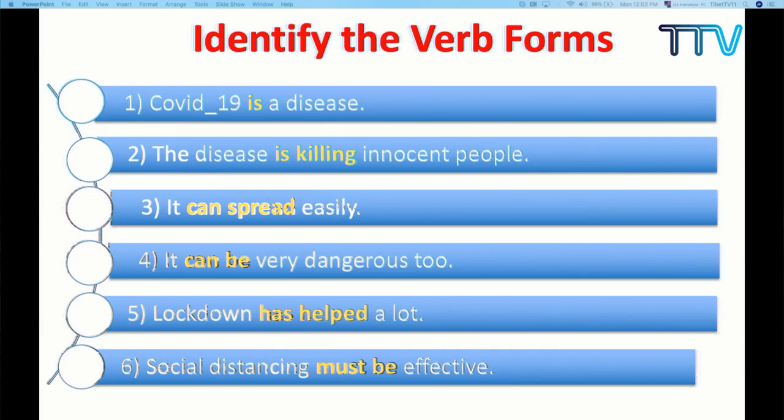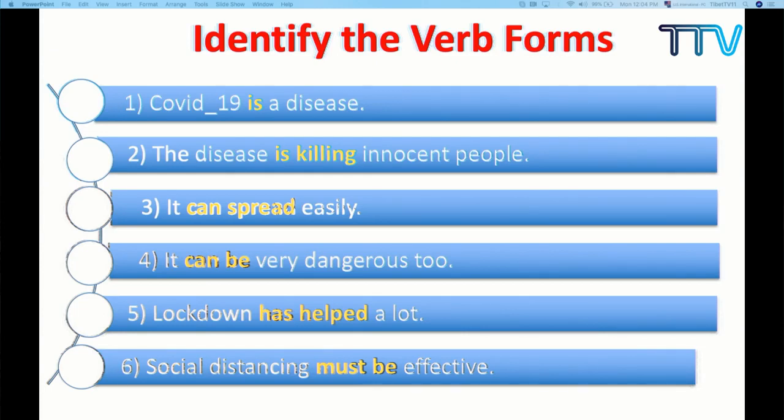The fourth sentence: it can be very dangerous too. Again, you see the can be. Now let us try to see whether there is any principal verb in it or not. No, there is no verb. So there is no way it can become a helping verb. Now it is called a linking verb: can be is a linking verb. You got it? Because it links dangerous to the subject it.